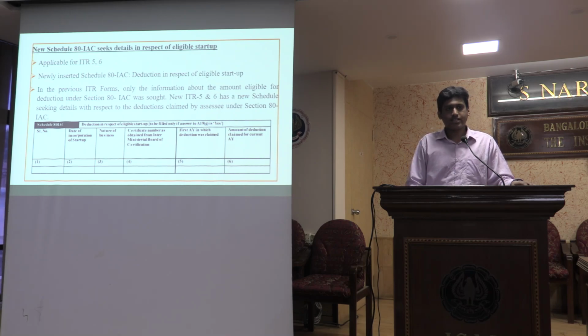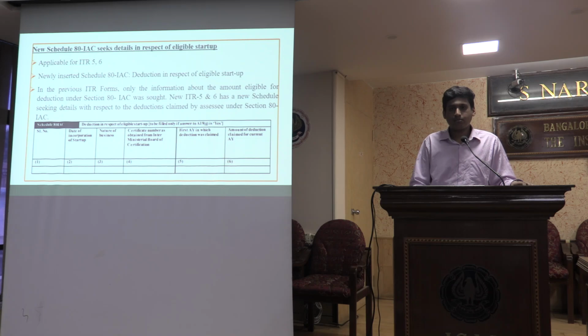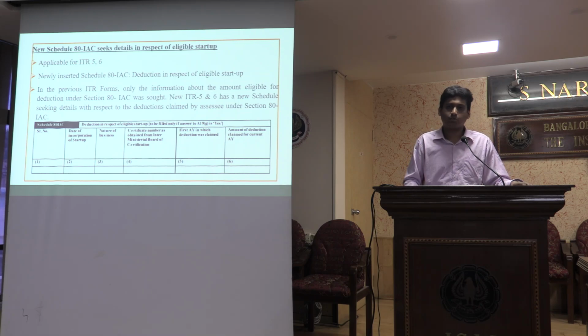For 80IAC, there is a new schedule itself wherein the eligible startup claiming deduction under 80IAC will have to give these details: the date of incorporation, the nature of business, the certificate number obtained for claiming the 80IAC deduction, the first year in which you have claimed this deduction, and the amount of deduction that you have availed. This is a new schedule that is being inserted. There are very few startups which are approved under 80IAC, even though the number of eligible startups is way too high. The number of startups given approval for taking deduction under 80IAC is very, very small. So those companies that have got this approval will have to fill this schedule before filing the ITR.